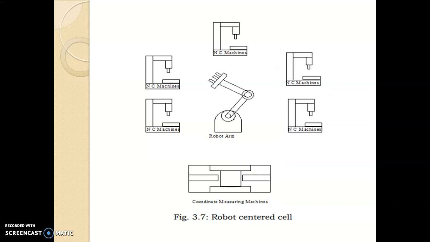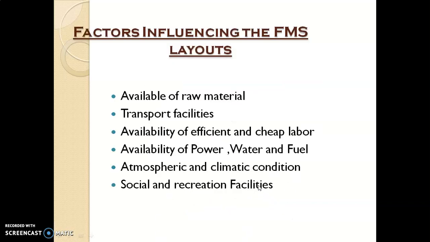And the next, the robot centered layout. In the robot centered layout, there is a robot arm and a number of machines to process the component, and here a coordinate measuring machine, CMM, is used for inspection of the components. The robot centered cell with one or more robots is used in the material handling system for machining and also measuring the component. This is a robot centered cell.